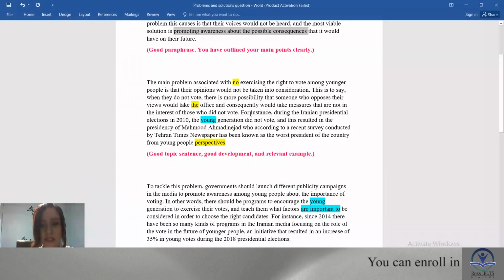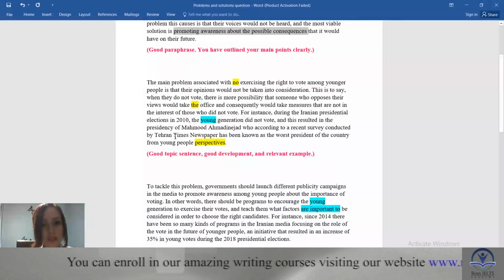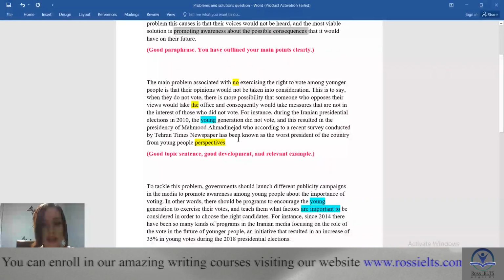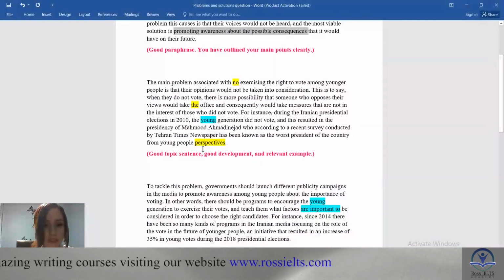For instance, during the Iranian presidential elections in 2010, the young generation did not vote, and this resulted in the presidency of Mahmoud Ahmadinejad, who, according to a recent survey conducted by Tehran Time newspaper, has been known as the worst president of the country from young people's perspective.